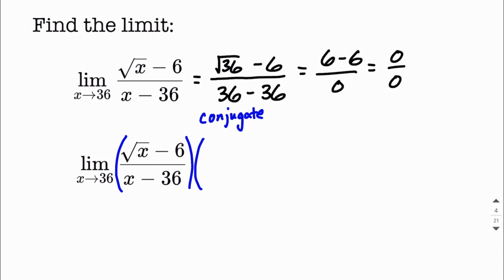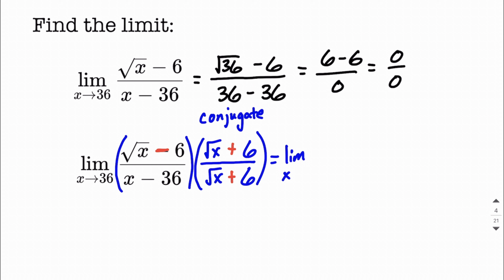All right, and what that means is you're going to multiply numerator and denominator by the same two terms, the square root of x and the 6, as what are in the numerator, except you're going to switch the sign. And by switch the sign, I mean this was a subtraction sign, so its conjugate is going to be an addition sign. So doing the same thing between numerator and denominator, let's take our time and multiply this out.